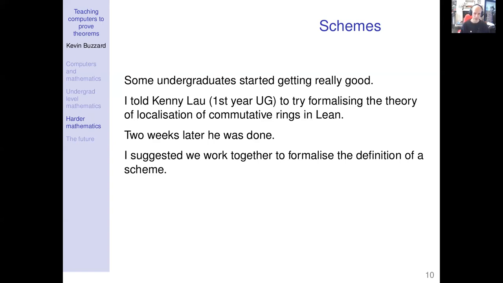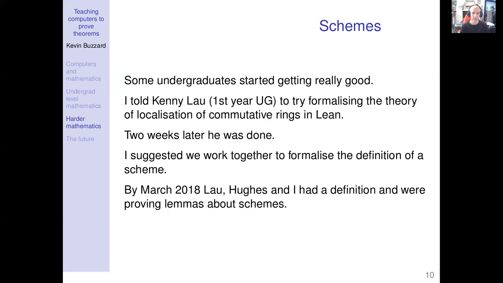I knew all the topology, I knew how to do topology in Lean. And Lau had done localization. So the three of us together, we'd just meet together, doing it informally on these Thursday evenings. And a few months into it all, we had a definition. We were proving lemmas about schemes from algebraic geometry textbooks. So this was quite good fun.